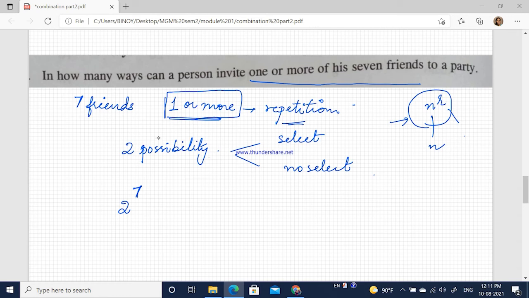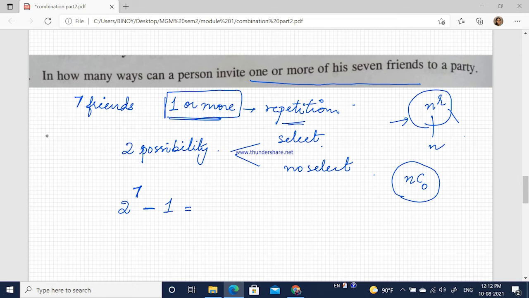So we are given two possibilities. In the two possibilities, either you select or you do not select each of them. So 2 raised to 7. From this we need to exclude the case which is not selected. The case where none is selected is NC0, so you should consider the NC0 condition as well. So 2 raised to 7 minus 1, excluding the condition that you are not selecting any of your friends.